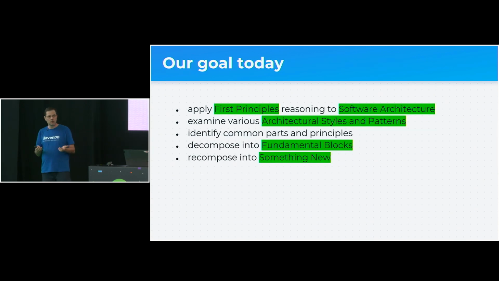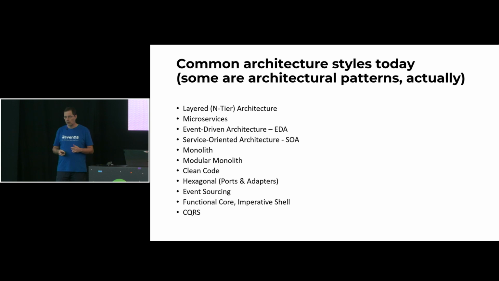So today I'm going to try, hopefully successfully, to apply first principles reasoning to software architecture, to examine various architectural styles and patterns, identify common parts, extract them, and then recompose them into something new and hopefully good for you. Here I single out some of the most popular architectural styles, starting with something we all learned as junior developers, which is layered N-tier architecture, microservices, etc., etc.